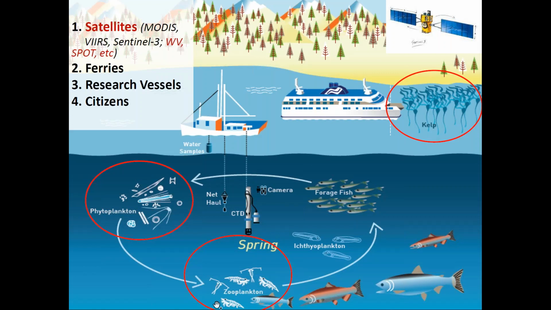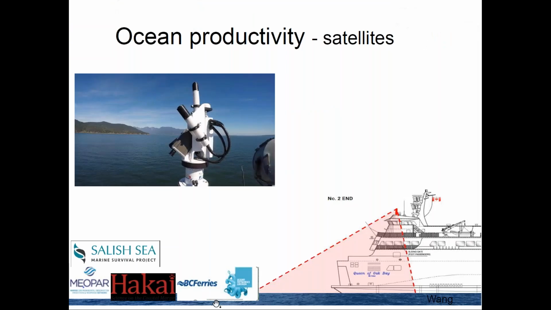Next slide, please. So for the ocean productivity, as I mentioned, we have sensors aboard the BC ferries, and we have this really cool sensor that continuously detects light coming from water, reflectance, similar to what is measured by the satellites. And we use this data for validation of atmospheric correction of oceanographic satellites, such as Sentinel-3, VIIRS, and MODIS Aqua. Next slide, please.